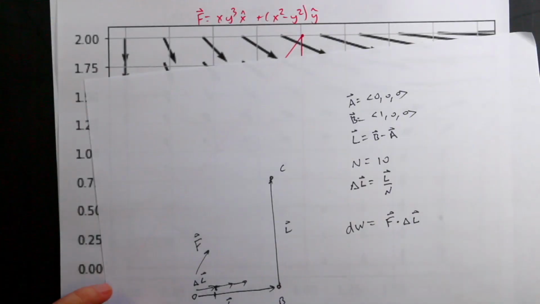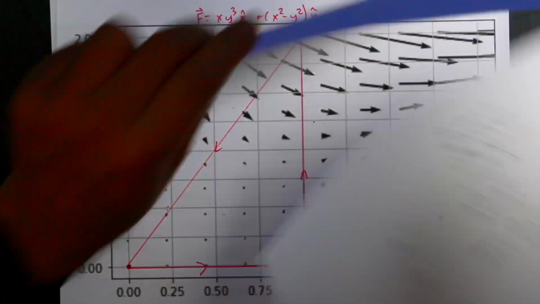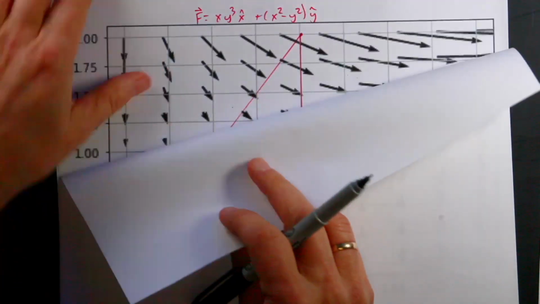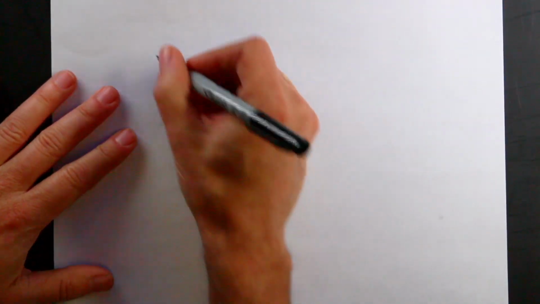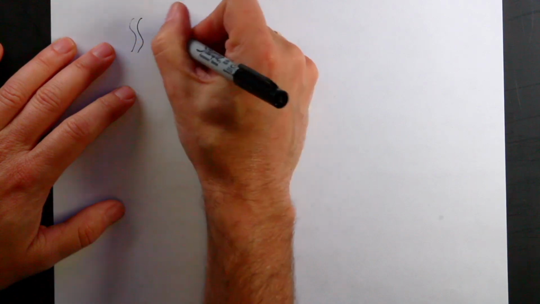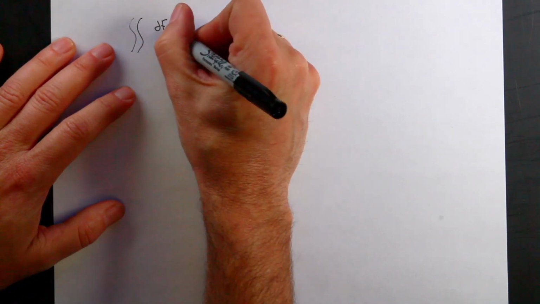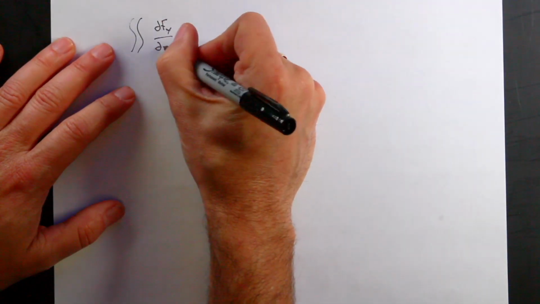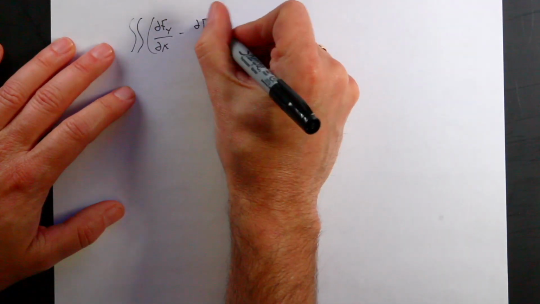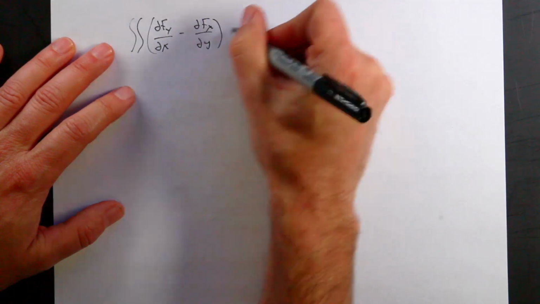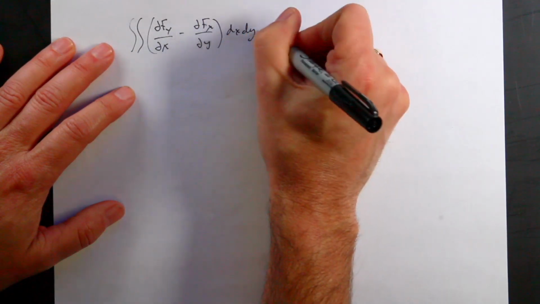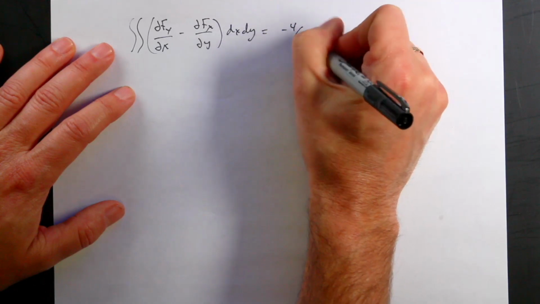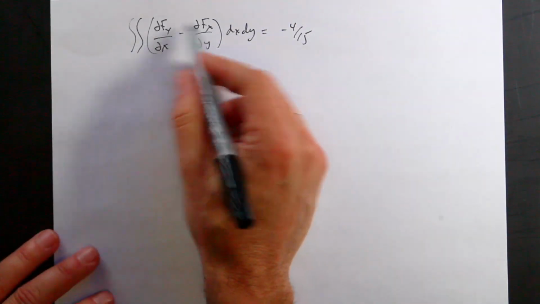Okay, so let me get a fresh piece of paper. Okay, the first thing I want to do is this function. I need to find this function. This thing underneath here is bothering me. Remember, I'm trying to show the surface area integral of the partial of Fy with respect to x minus the partial of Fx with respect to y dx dy is equal to -4/15. So let's get this function right here.